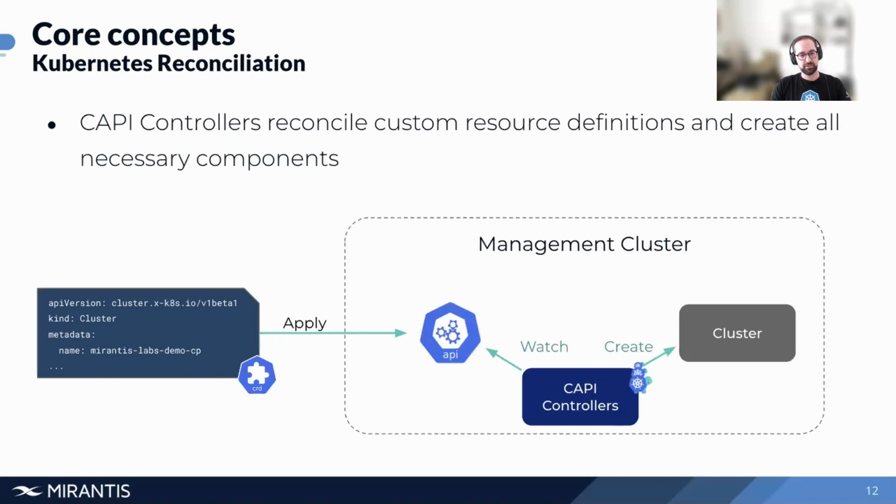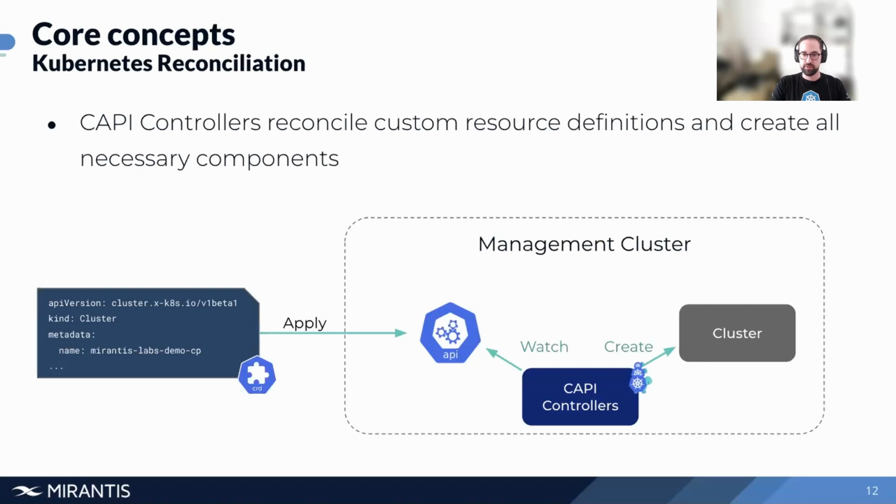And those different custom resources can be applied to the Kubernetes API, of course, with kubectl, or you can use Lens to do that. And the Cluster API controller will look into those different CRDs and will create or modify the cluster depending on, of course, the different CRDs or the different YAMLs you've applied to the management cluster.